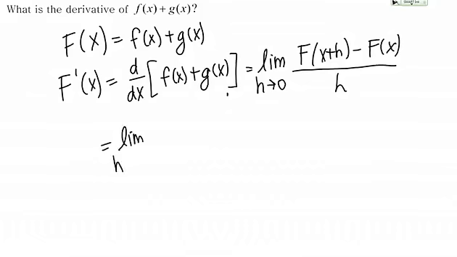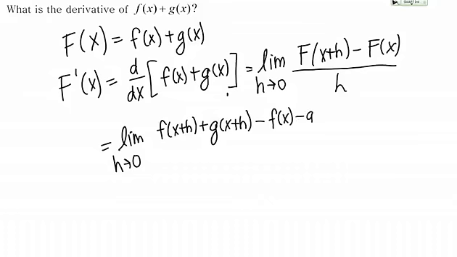So this equals the limit as h goes to 0. So if I plug in the fact that capital F of x equals the sum of these two other functions, this is what it's going to look like. The limit as h goes to 0 of little f of x plus h plus g of x plus h minus, now I just have to subtract the function itself. So minus f of x minus g of x. So notice I distributed the subtraction sign to both parts of the function. And this is all over h.